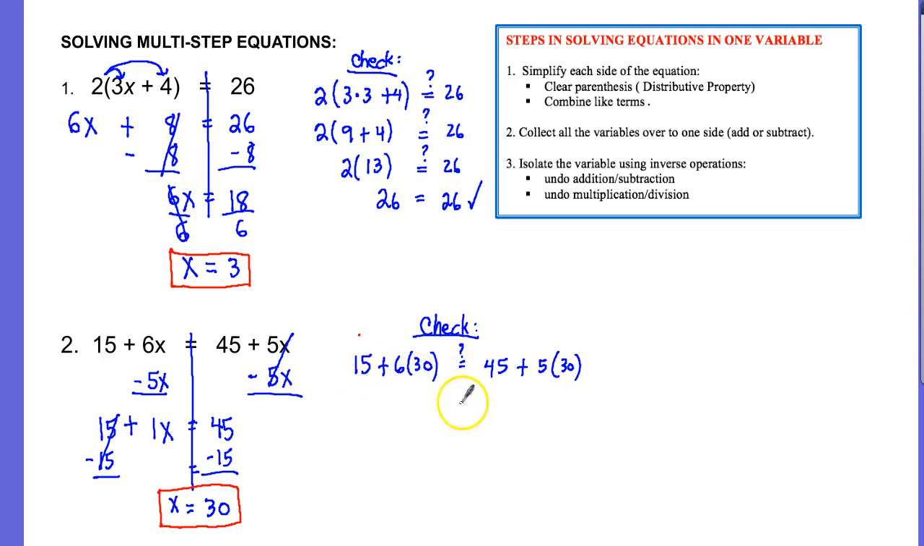So again, to simplify, you will use order of operations. So 6 times 30 is 180, and then 5 times 30 is 150. So 180 plus 15 is 195. And 45 plus 150 is also 195, which means our answer is correct.